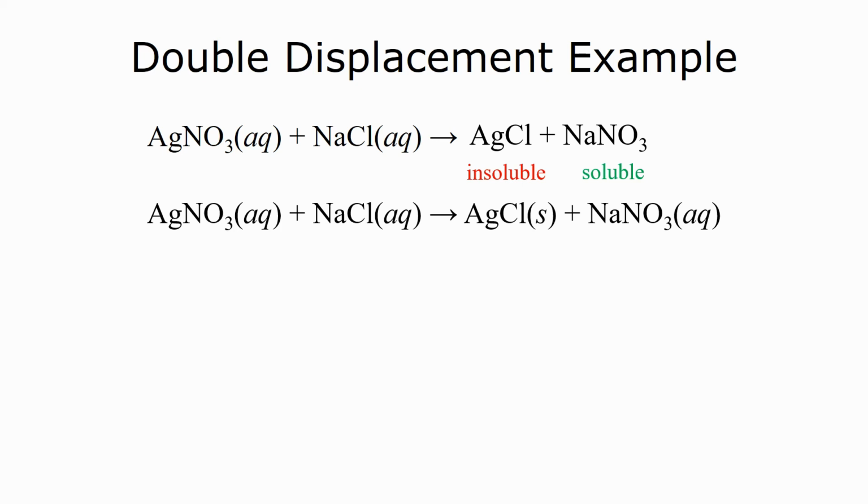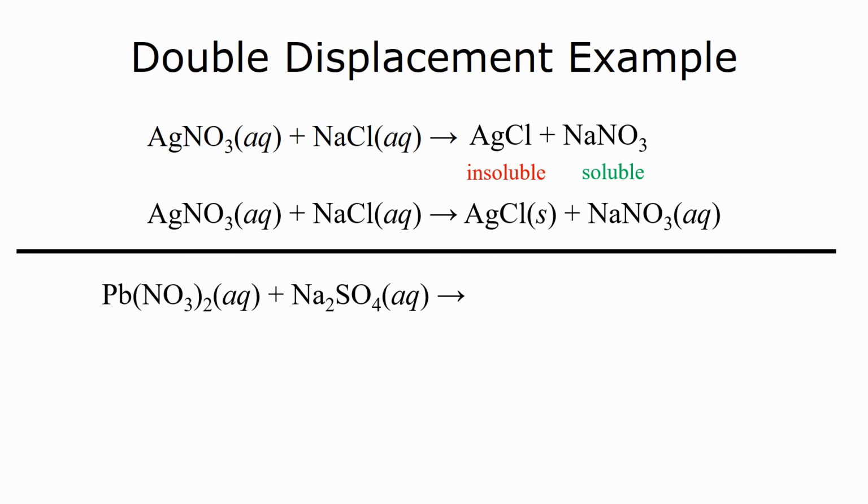aqueous sodium nitrate. Another example, lead nitrate and sodium sulfate. What are the double displacement products for this reaction? That's right, lead sulfate and 2 sodium nitrates. Are either one of these products insoluble in water? If they are, we would write a state of matter of S for solid for them, and the other one would be aqueous. There can be two solid products, but that's very rare.